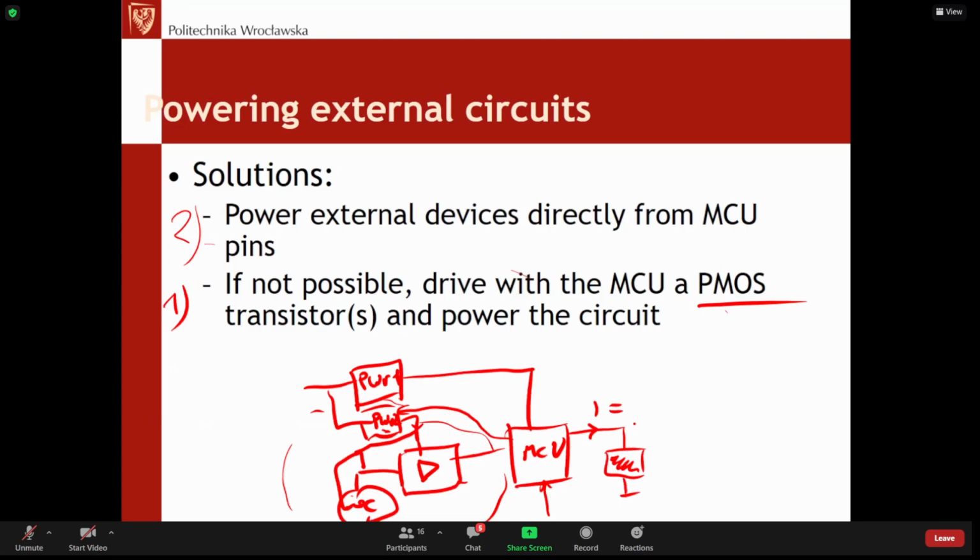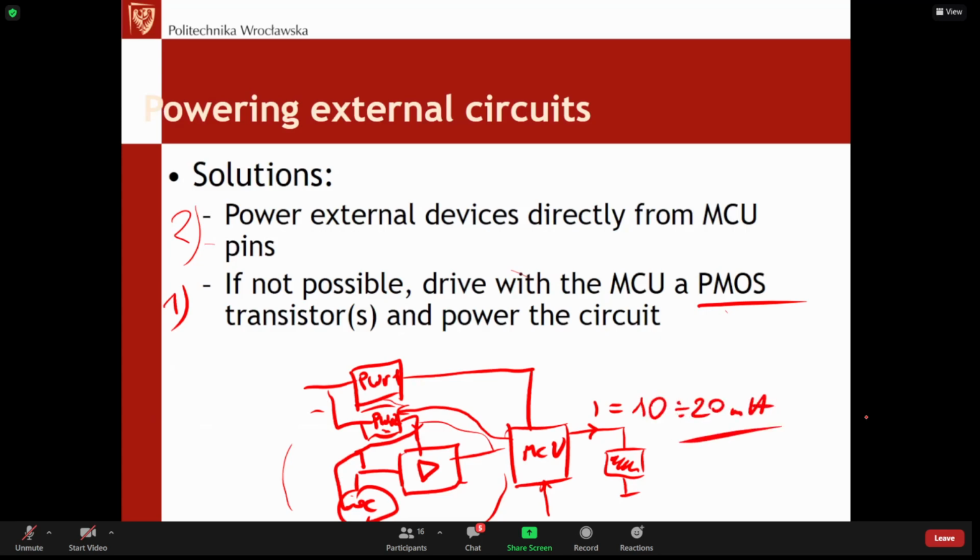What are the values? We talked about it already. What to expect here? So what's the supply current that we can safely drain from a microcontroller pin? Does anybody remember what's the value? What's the current that you can drain from a microcontroller pin safely, usually? Anybody? Any idea? No idea.